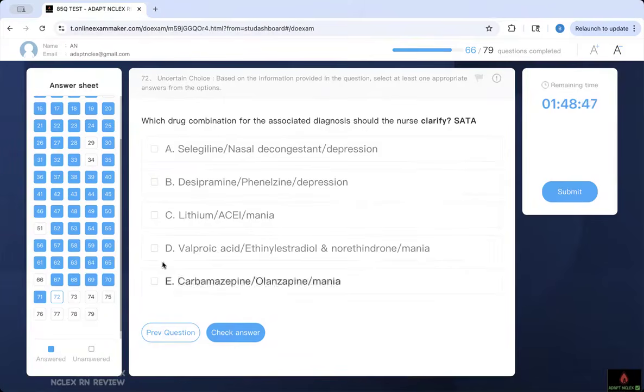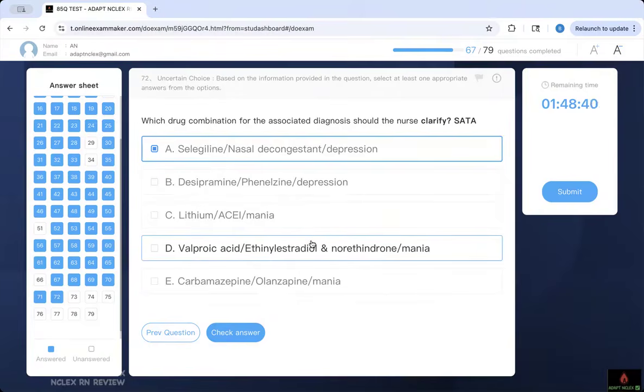What do you think? Selegiline is an MAOI. You should not take nasal decongestants. It's going to increase your blood pressure. We should clarify.